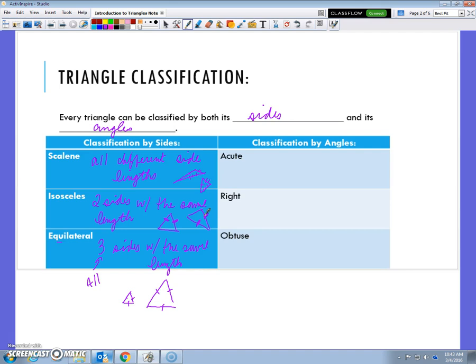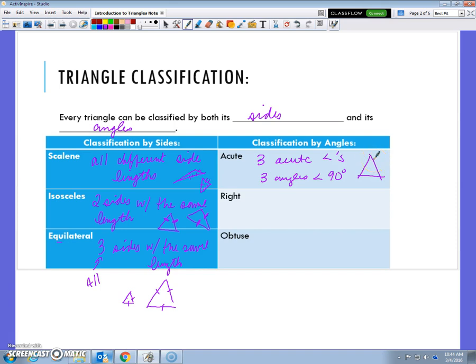We also have a classification by angles. If it's an acute triangle, it will have three acute angles, or three angles less than 90 degrees. So an acute triangle, if you look at it, should have all acute angles in it. Ooh, that one's probably not an acute triangle. So there would be one. That's less than 90, that's less than 90, that's less than 90. So it would be an acute triangle.